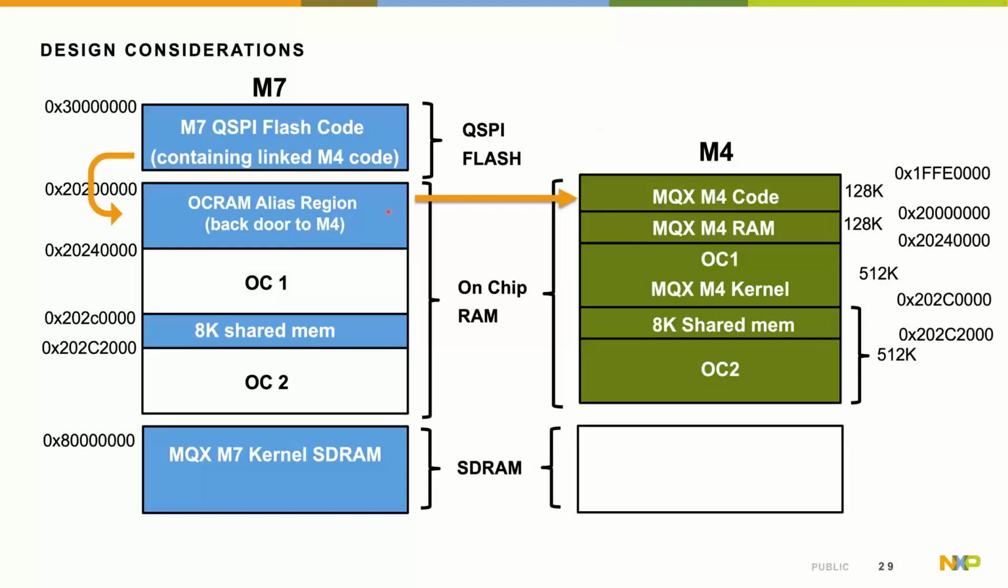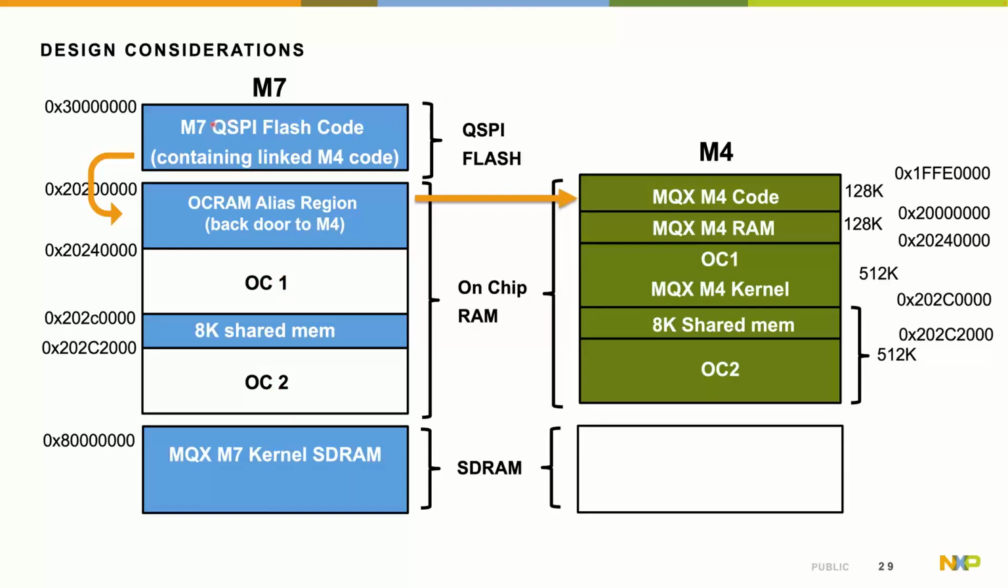So the M4 runs code from RAM in OC RAM, and the M7 is executing its code in place from flash. You can see there's other memory regions here. Here's the 8K shared memory region. Both cores have that, and this is where RP message will put its payload when you're sending a full message back and forth between the cores. There's also the on-chip regions and the SDRAM regions.